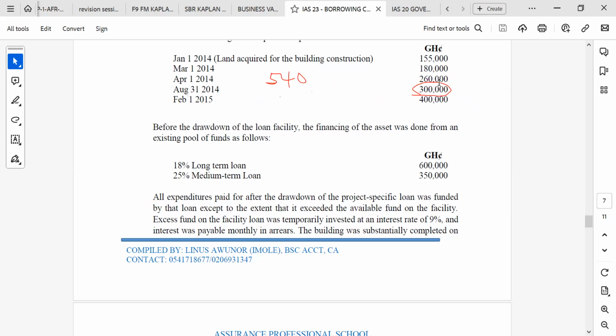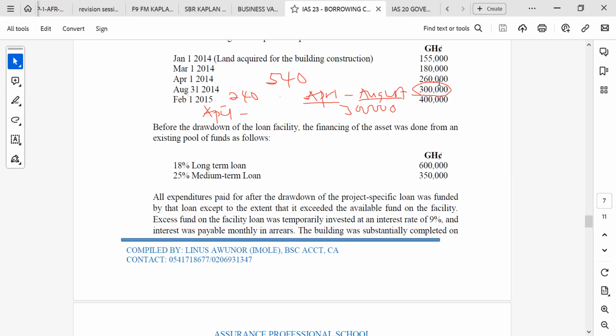So it means that from April to August, we have invested the 300,000 from the beginning of April to the end of August. At that time, then we go to the bank, withdraw and pay the people. Do you agree to that? 240 was invested from April to the end of the year because we didn't tie the 240. So we are going to have 540 over there in the investment.